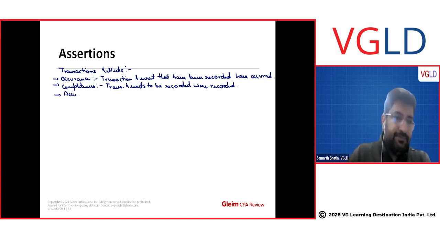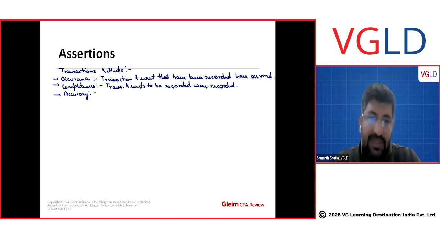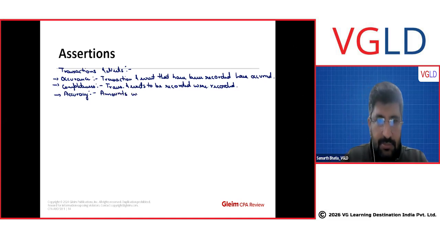Next is accuracy. So accuracy means whatever the amounts and other data were recorded appropriately. Means there should not be any error. Whatever amounts we have recorded were recorded appropriately. So amounts were recorded appropriately.